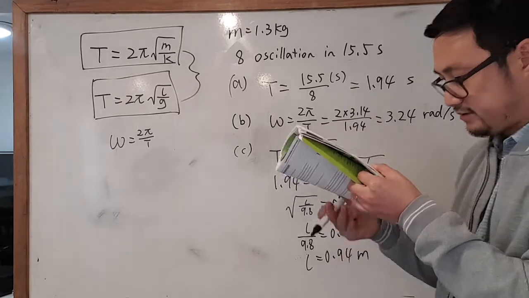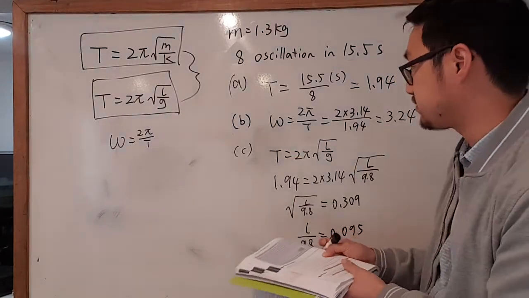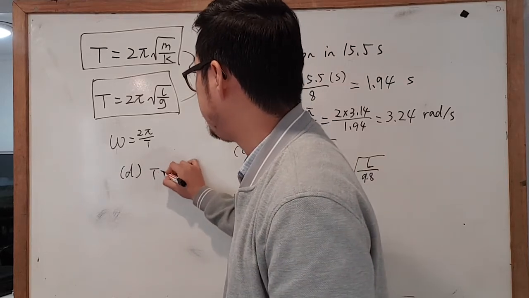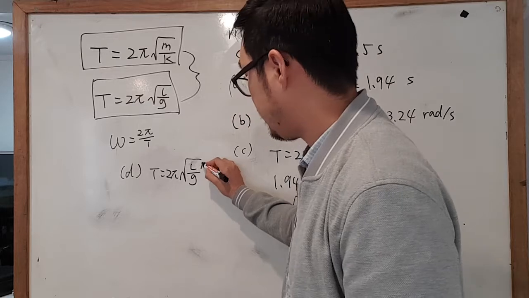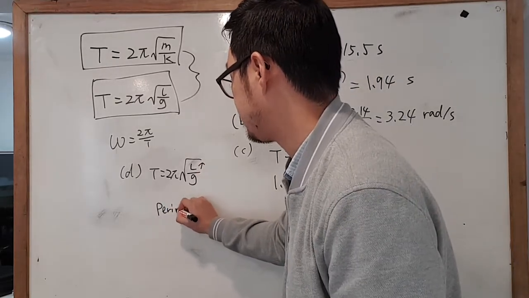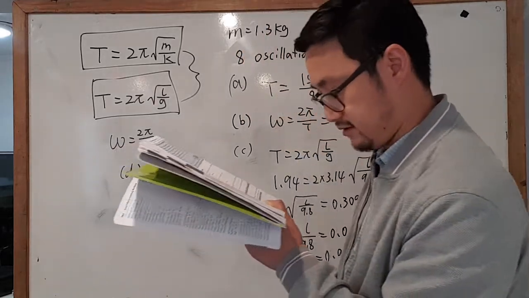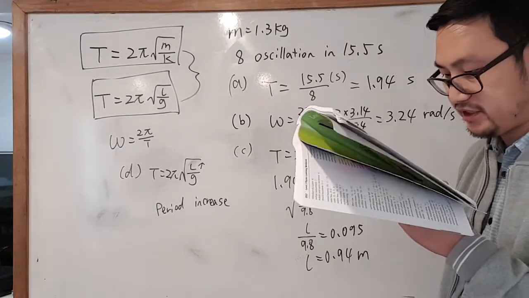Explain what will happen to the period of the pendulum if the length of it is increased. If the length is increased, T equals 2 pi square root of L over g, so this is going to increase. L is on top over here, so the period will increase.